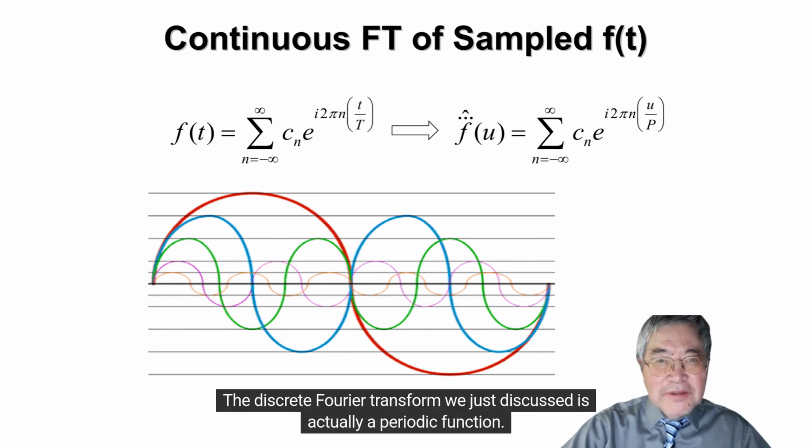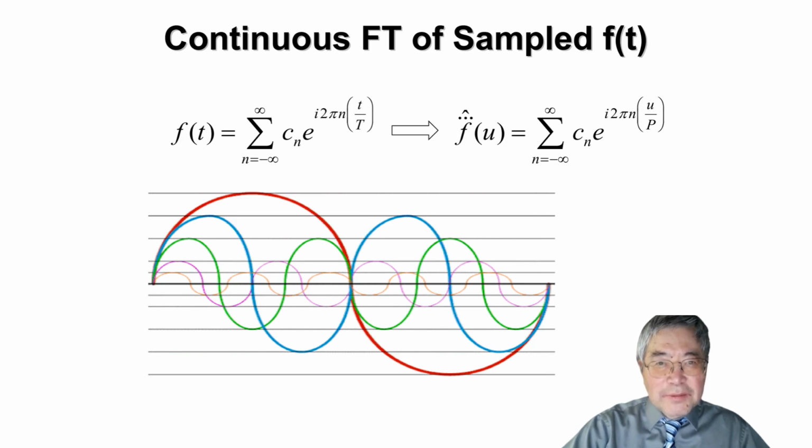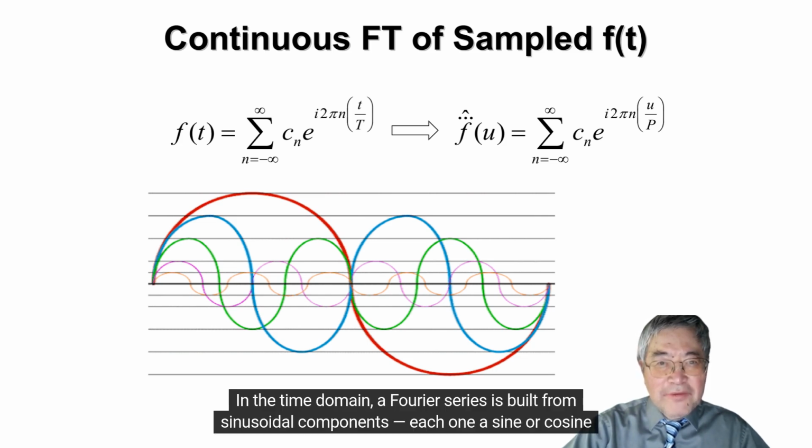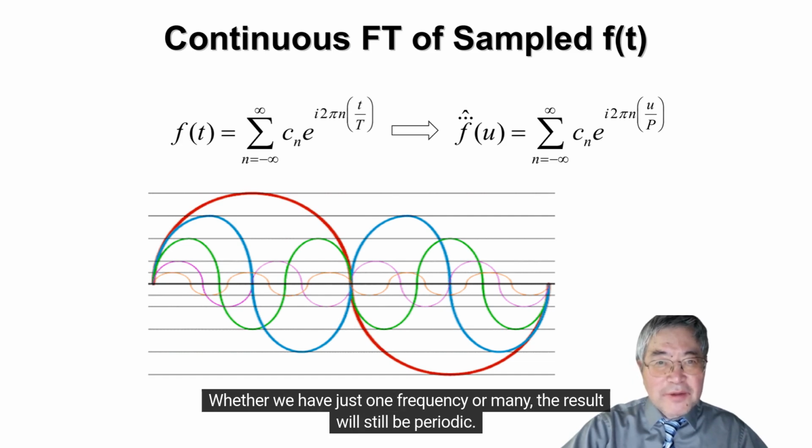The discrete Fourier transform we just discussed is actually a periodic function. Let's understand why. Think back to the Fourier series. In the time domain, a Fourier series is built from sinusoidal components, each one a sine or cosine wave, and by definition, each of these components is periodic. Whether we have just one frequency or many, the result will still be periodic.